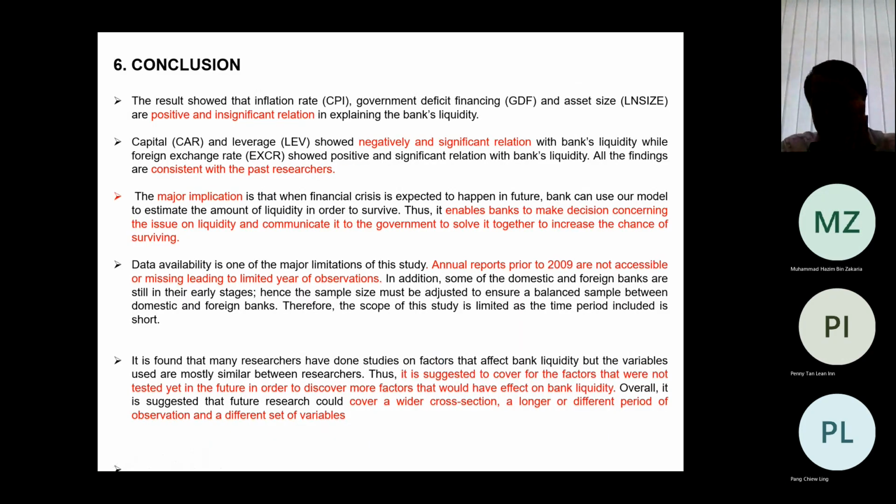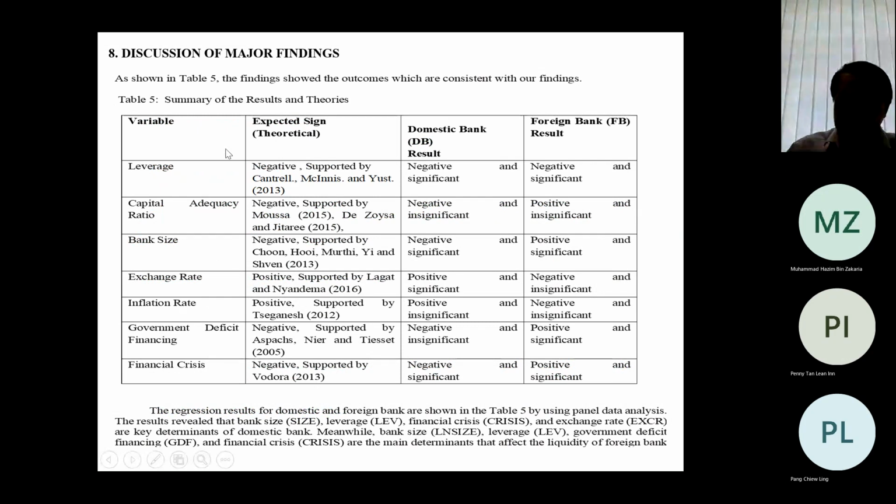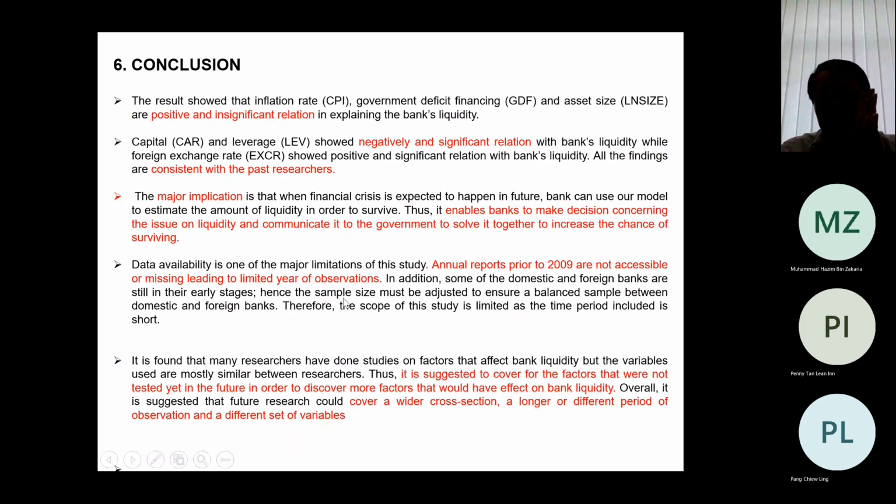And to conclude this particular presentation, the first one we can see from overall, the results shown that inflation, government deficit financing, asset size are positive and insignificant in explaining bank liquidity. Another one, you look at the table, it shows CAR ratio, leverage show a negative and significant relation with bank liquidity. While foreign exchange rate shown a positive and significant relationship, and all findings are consistent with the past research. You see, I list out all the past research. These are all the research done with quite concern to my result.